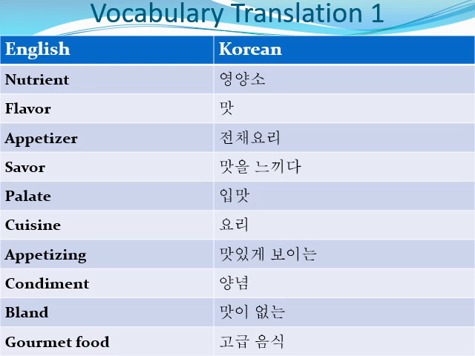cuisine. The S here has a Z sound, right? Cuisine. Appetizing, condiment, bland, and gourmet food. Notice here the T is silent. Gourmet, like, may I have another drink? Gourmet food.